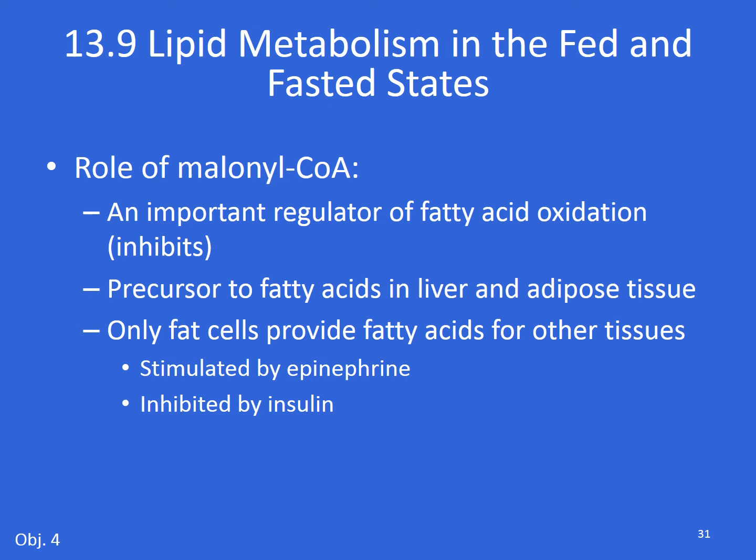So here's a wrap-up of it. Only fat cells provide fatty acids for other tissues. You know how your glycogen in your liver provides sugar to the rest of your body? Only fat cells provide fatty acids to the rest of your body. So it's stimulated by epinephrine and it's inhibited by insulin.